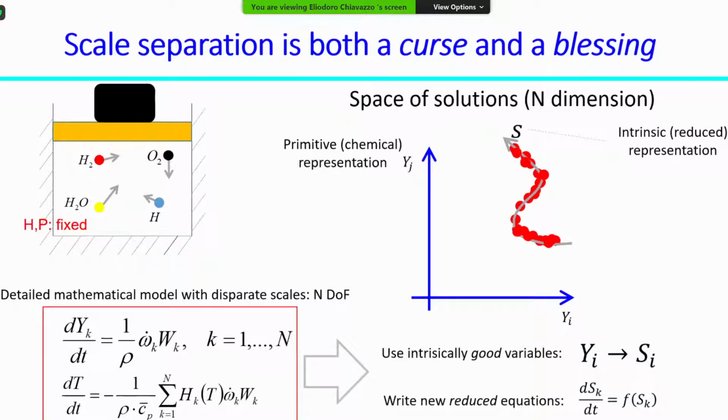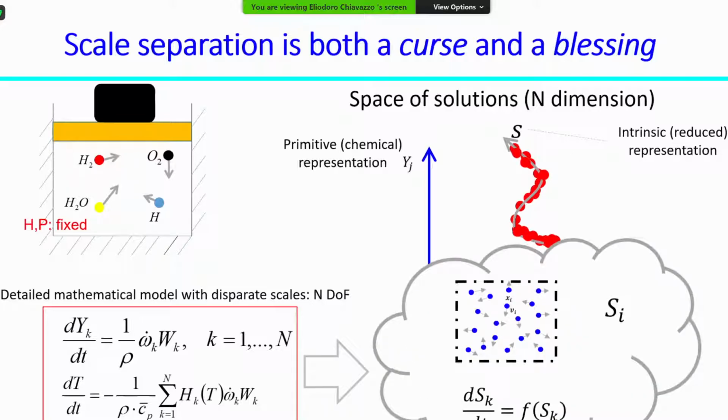So the way to consistently and systematically reduce the complexity of a very complex system is really to substitute the natural, physical variables with intrinsically good variables, and write a reduced number of equations in terms of these variables. So again, the definition of a model is the physical picture, good variables, and a few equations in terms of those variables. And this is a reduced yet accurate model.